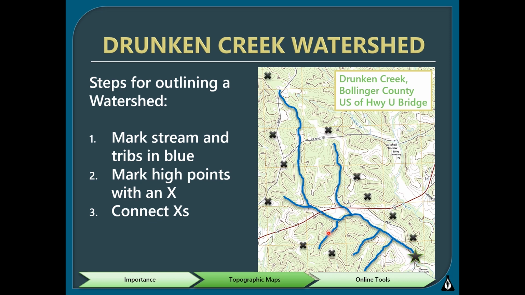And then you're going to want to put an X or mark somehow all of the ridge tops that you see surrounding the water features. And then you'll just go through and connect the X's following the topographic lines. And that is how you can outline a watershed.